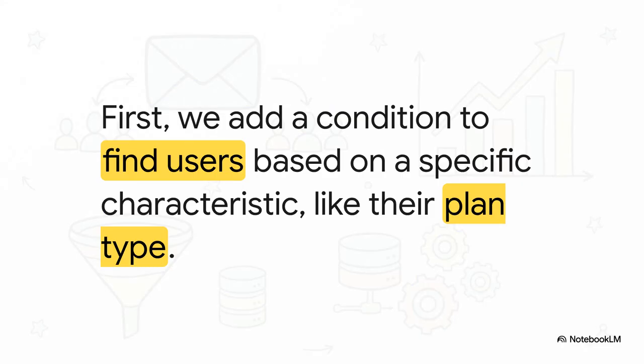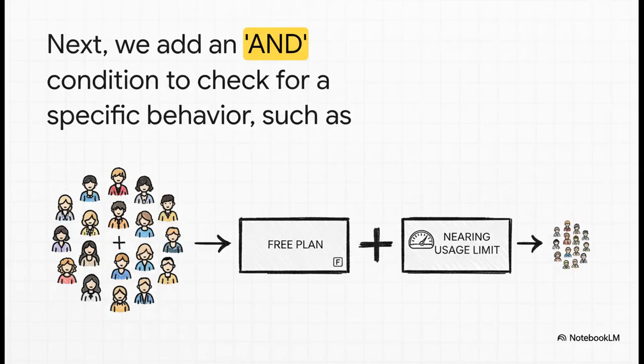So let's walk through a real example. Imagine we want to build that upgrade-ready segment. We'll start with our first condition. We'll just tell Mailmodo to look for any user whose plan property is set to free plan. Easy enough, right? But we don't want to target all our free users, just the ones who are most likely to convert. So we'll add a second condition using and.